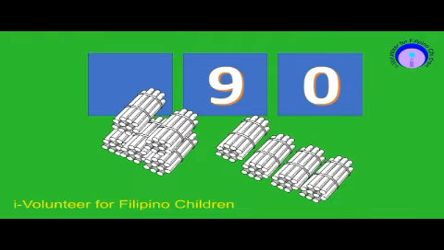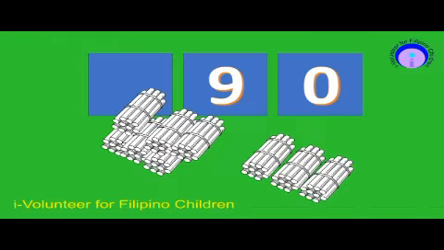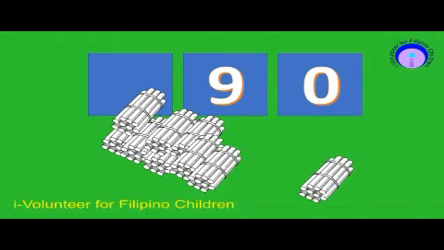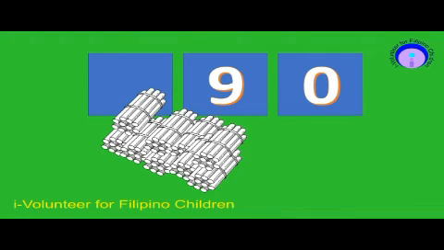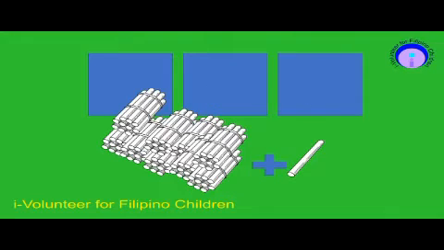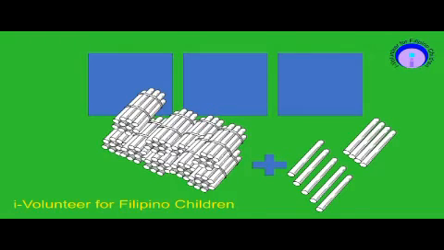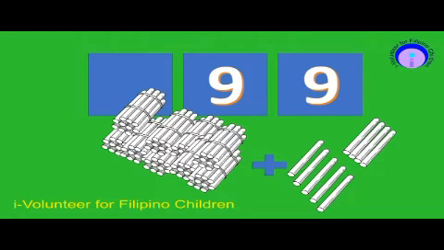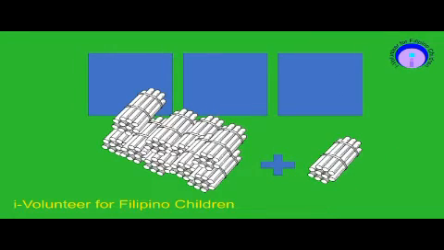Upang mas maayos tingnan, pagpapatong-patungin natin ang mga bundles ng ating magic sticks. Ngayong maayos ng tingnan, magdadagdag ulit ako ng mga magic sticks. 90 plus 1 is equal to... That's correct. How about if I added 9 more to 90? What will I write? That's right, 9 tens and 9 ones. How about if I added one bundle of 10 individual sticks?